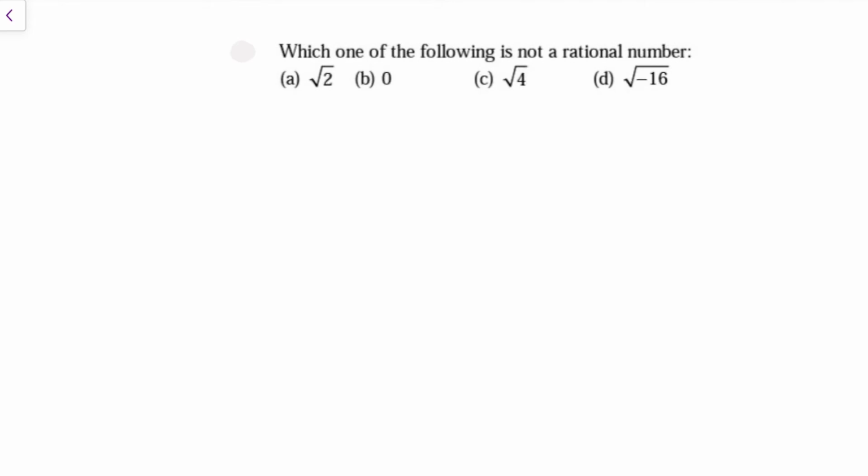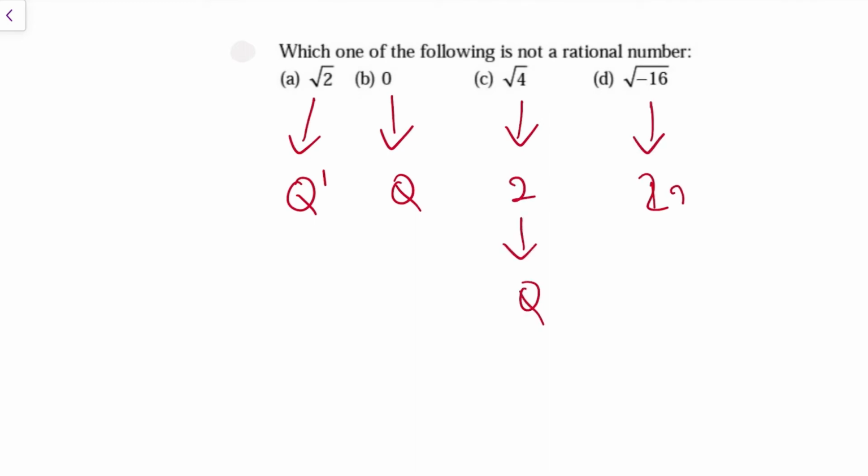Next, which one of the following is not a rational number? Oh sorry, I think this question came earlier also. Okay, no problem, let it be. Which one of the following is not a rational number? So root 2 is irrational and 0 is rational, root 4 is 2, so that is also rational, and this is an imaginary number because, as I already said in the previous question, inside of the root symbol negatives won't be there. If it is there like that, that is considered as an imaginary number. So in this case he is asking which is not a rational number, so option A is possible as well as option D, both are possible.